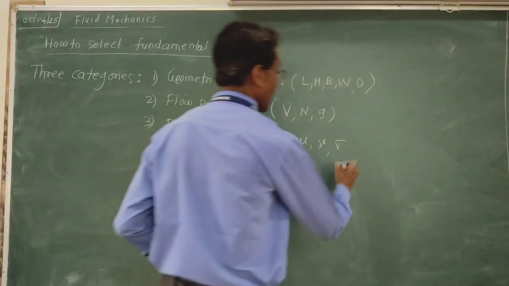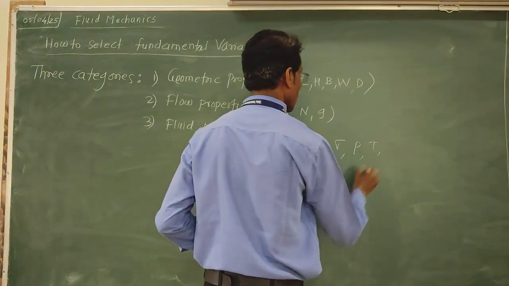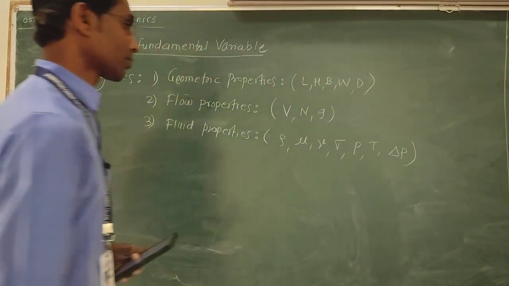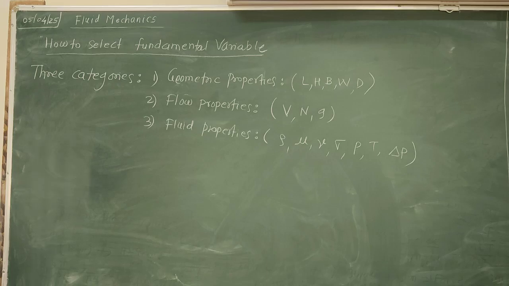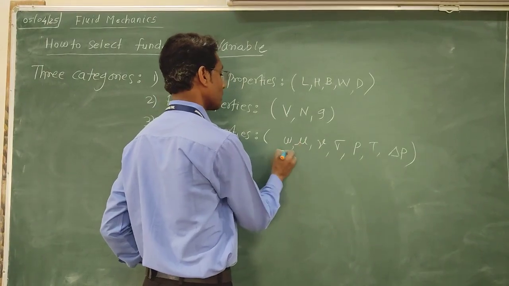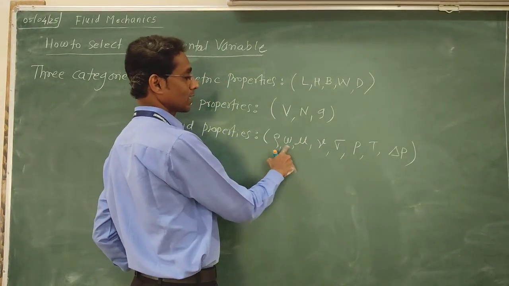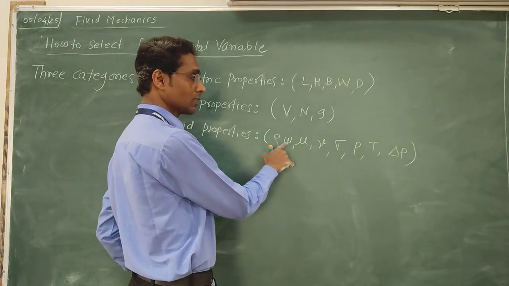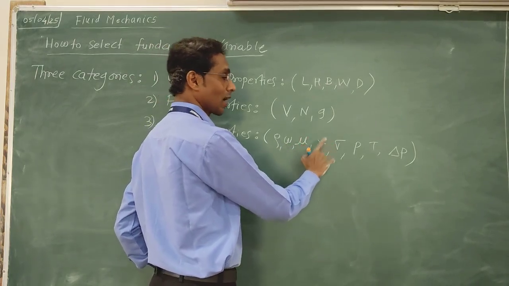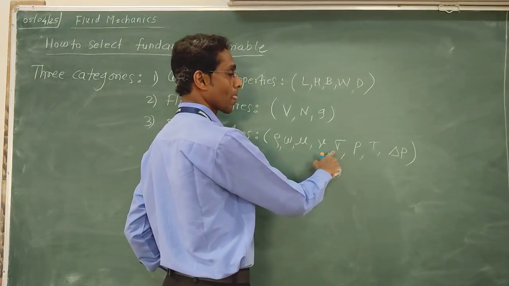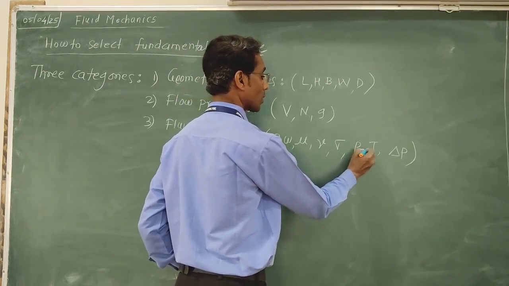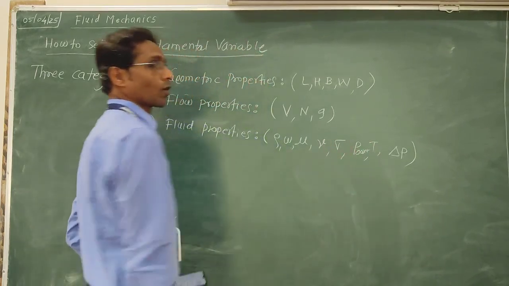Power, torque, pressure difference. These are all fluid properties. Here you can add specific weight, because specific weight is again like density. This is mass density, this is weight density. Mass density, weight density, dynamic viscosity, kinematic viscosity, surface tension, power, torque and pressure.